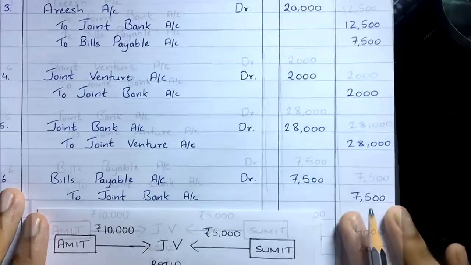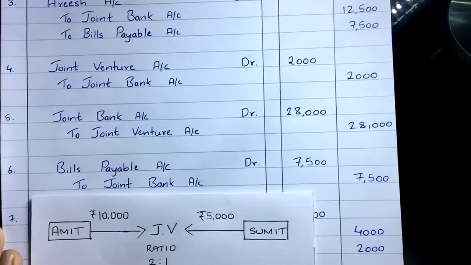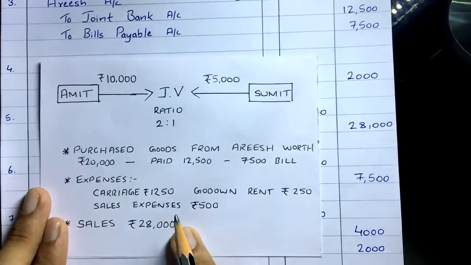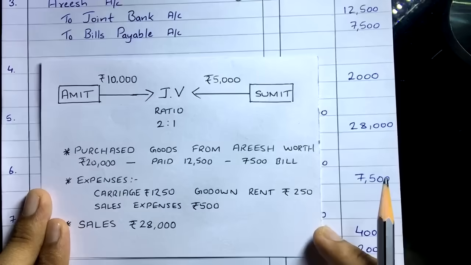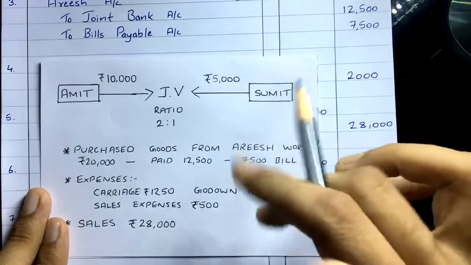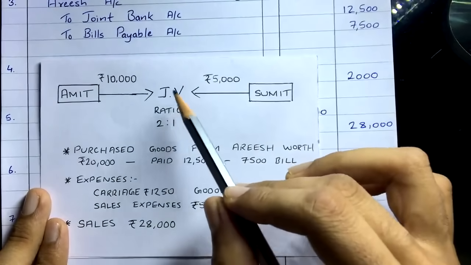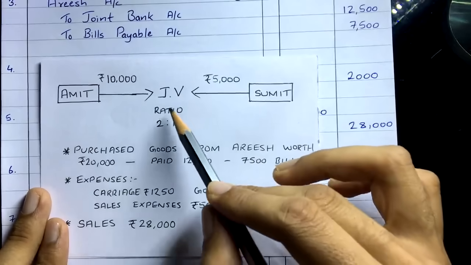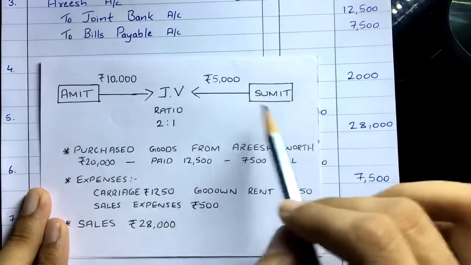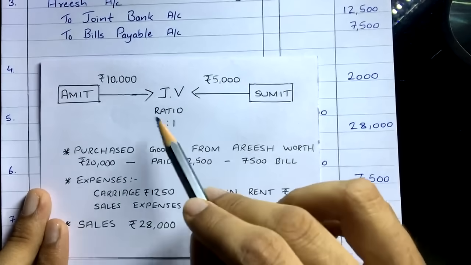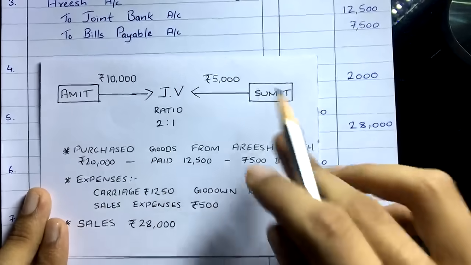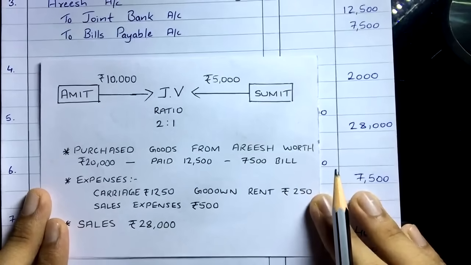Simple, right? Now after the bills payable entry, everything is over. We have passed all the entries: purchase entry, expenses entry, sales entry, and also the bill payment entry. Now the joint venture is coming to an end, so we have to check whether the joint venture is in profit or loss. If it is in loss, then that loss will be borne by these two persons, the co-venturers, and if it is in profit, then that profit will also be shared by the co-venturers Amit and Sumit.